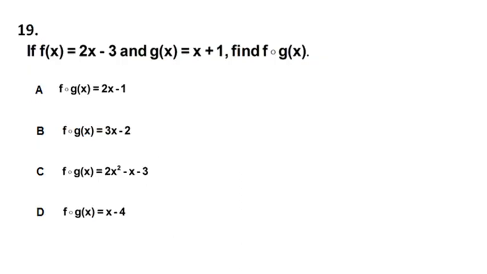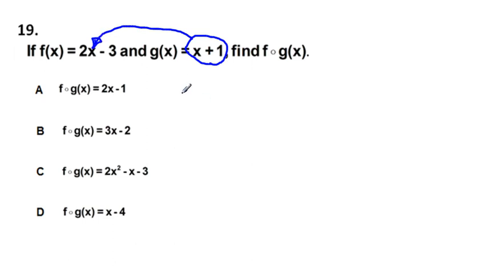Good. Problem 19. If f of x equals 2x minus 3 and g of x equals x plus 1, find f of g of x. Again, this is sort of similar in technique to that earlier f of g of x problem. We're going to take this x plus 1 and take the place of x here.